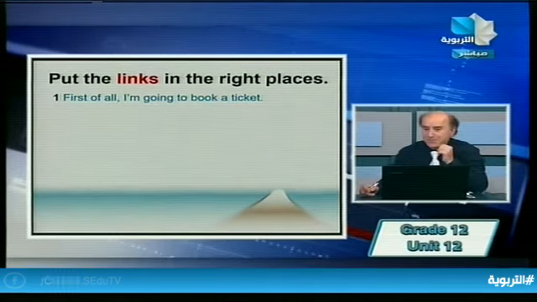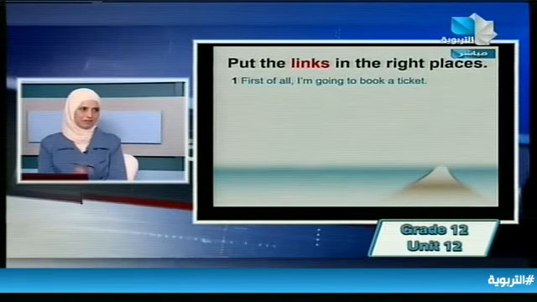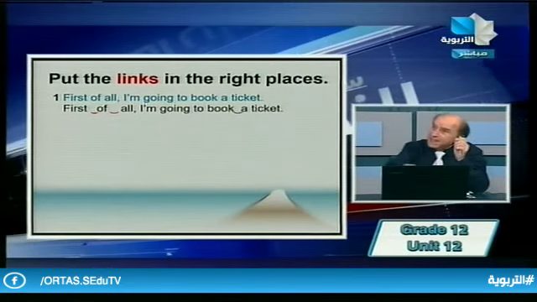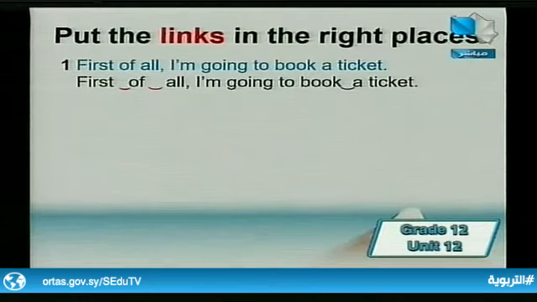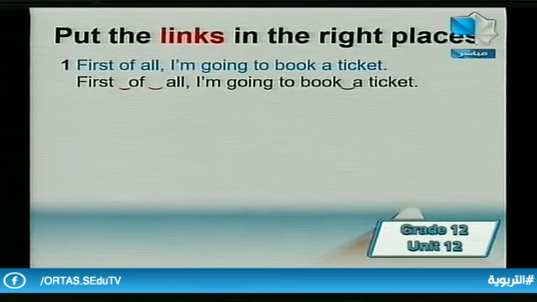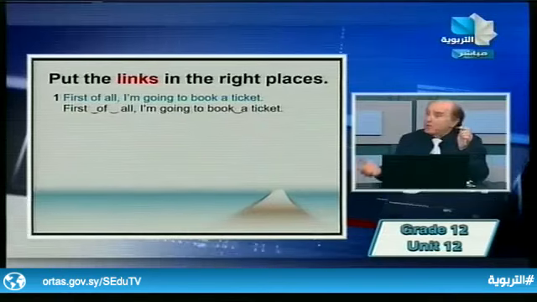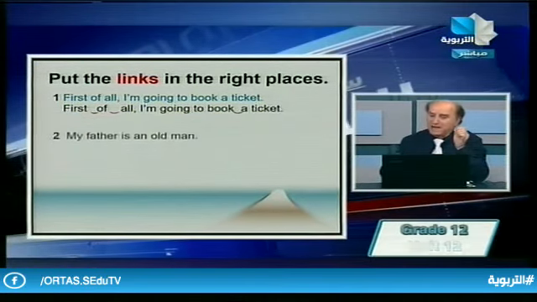I'm going to book a ticket. Book a ticket. Here we have a link also. So here we have book a ticket. We say book a ticket, because we have a consonant sound K followed by a vowel sound. So here, first of all, I'm going to book a ticket. Very nice. More examples, please.